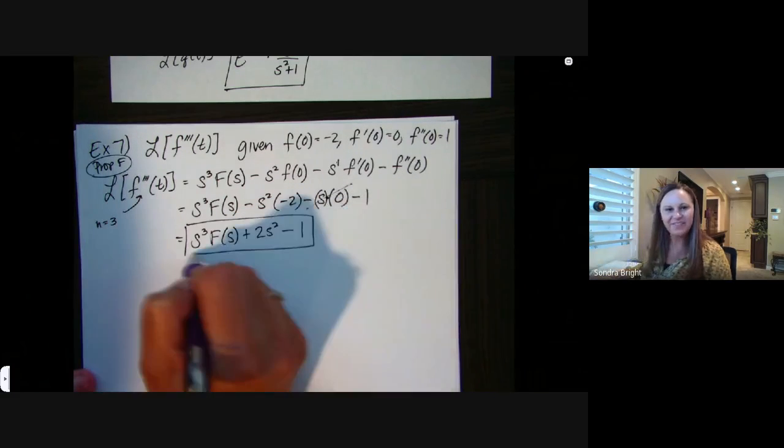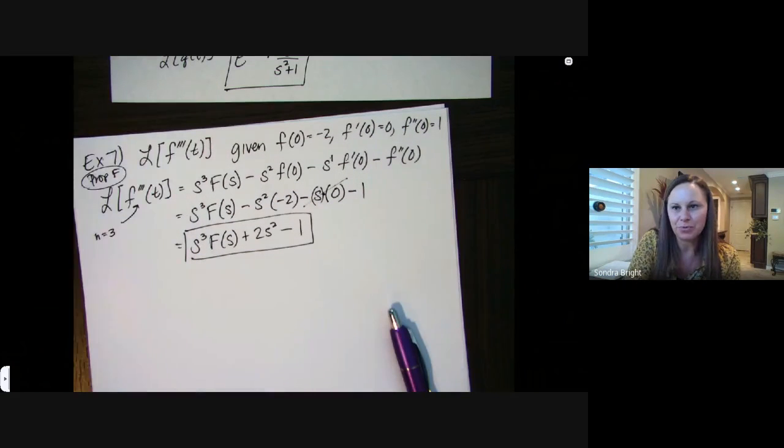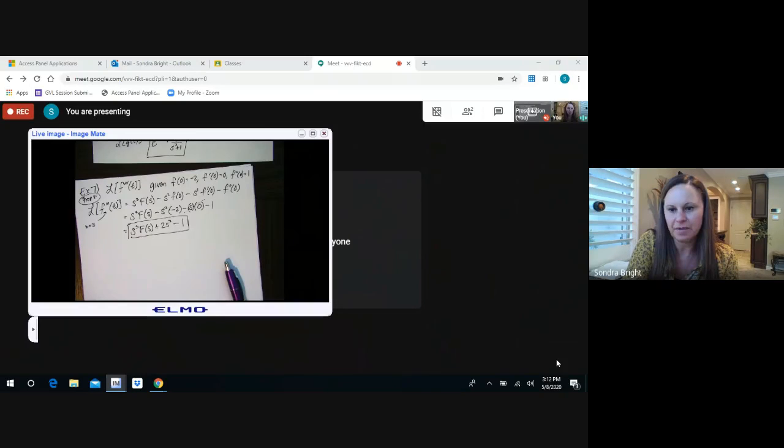And there you go. Those are the properties of the Laplace transform. We're working our way. We got this.